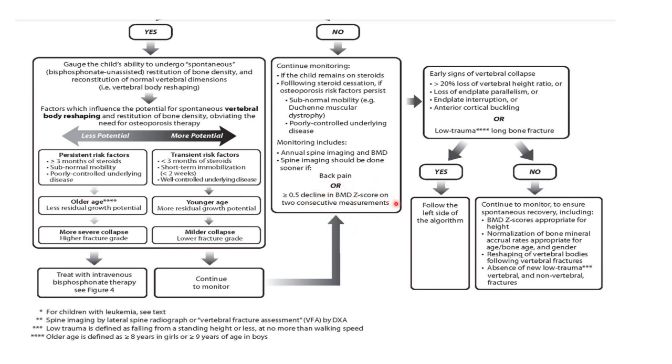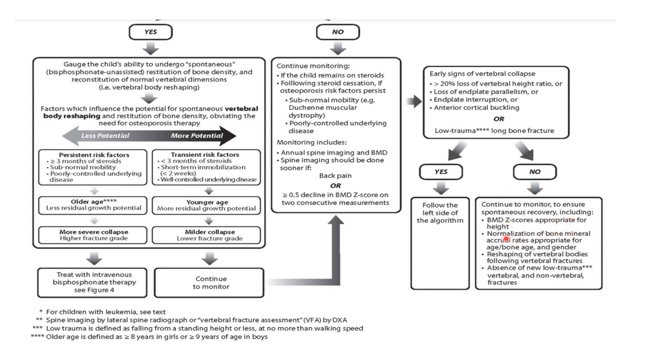or if there is a decline of BMD Z score of more than or equal to 0.5 in 2 consecutive measurements. If there is an early sign of vertebral collapse, taking vertebral height into account, and these other factors also need to be taken into account. And if it is not, then continue to monitor.